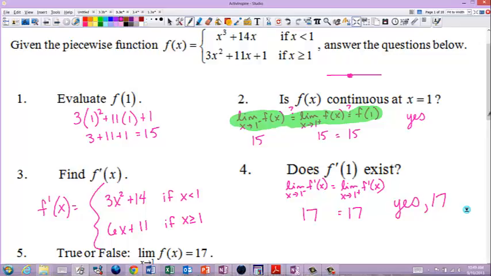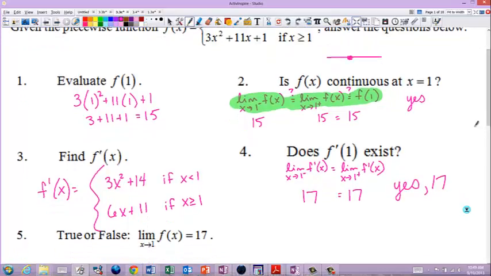And then true or false, the limit as x approaches 1 of f of x equals 17. Well, no, we've already determined that that's 15, so that's false. So hopefully you got those right.